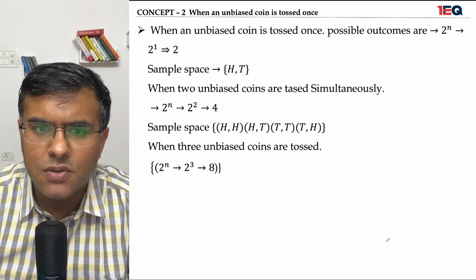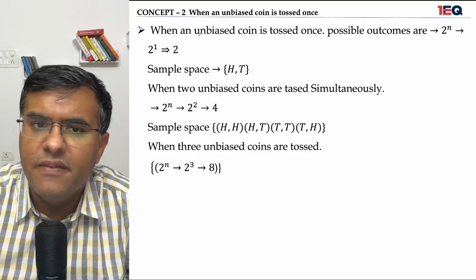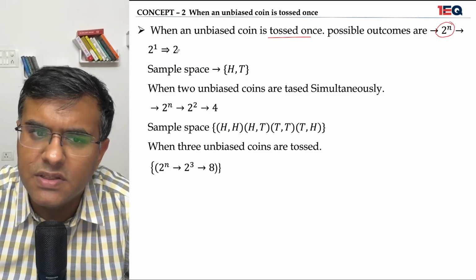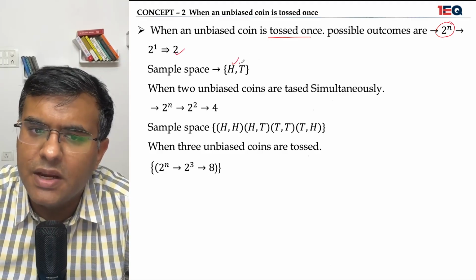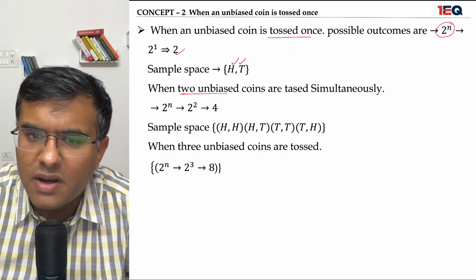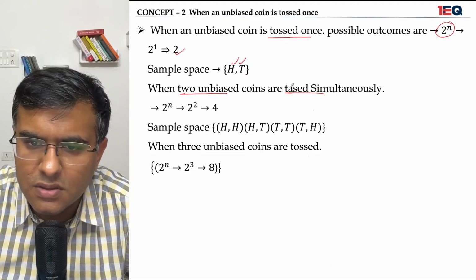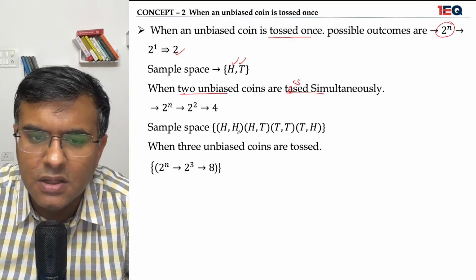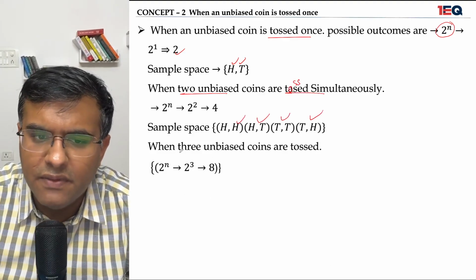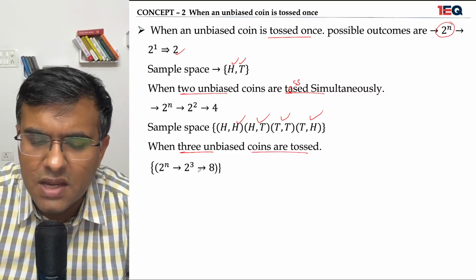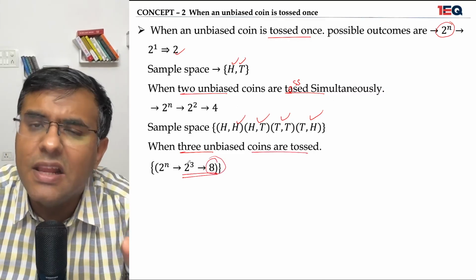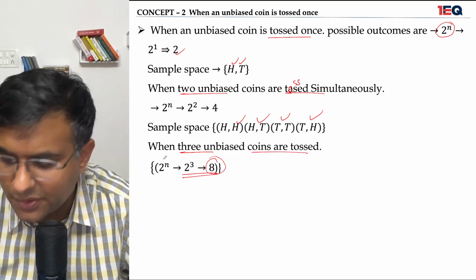So moving ahead, when an unbiased coin is tossed once, the possible outcomes are 2 raised to the power n, which is equal to 2. The sample space would be heads or tails. Similarly, when two unbiased coins are tossed simultaneously, it will be head head, head tail, tail tail, and tail head. And when three unbiased coins are tossed, I have given you the sample space on the previous page. The sample space would have 8 elements in it, or 8 entries into it.